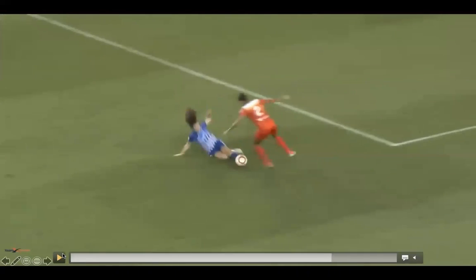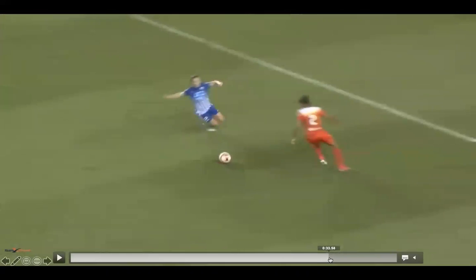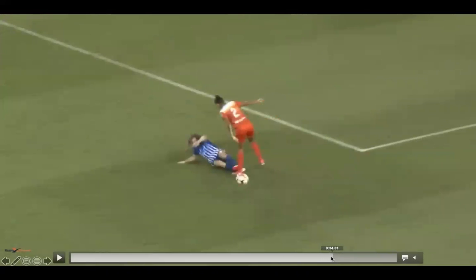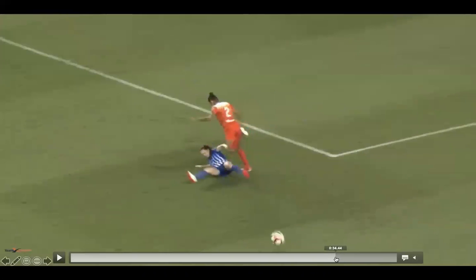So in the replay, again, we have a player who goes to ground, commits a sliding challenge, wins the ball here. So absolutely plays the ball away. There is no contact with this opponent before the ball is played. So the player plays the ball away, but then follows through with the studs out, both of them, and makes contact with the leg and the ankle of the opponent.